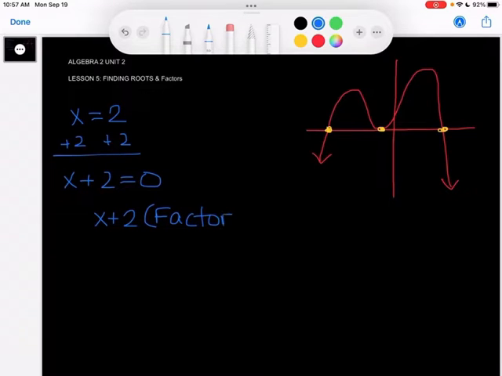And actually, let's say that was x equals negative 2, because otherwise I would have subtracted it from both sides. So when negative 2 is your root, where it crosses the x-axis is negative 2, then the factor that goes along with it is x plus 2.